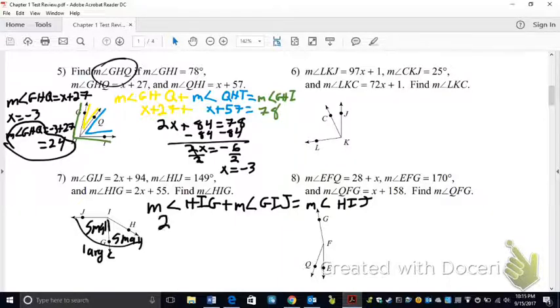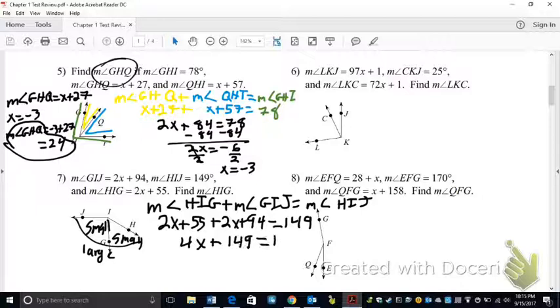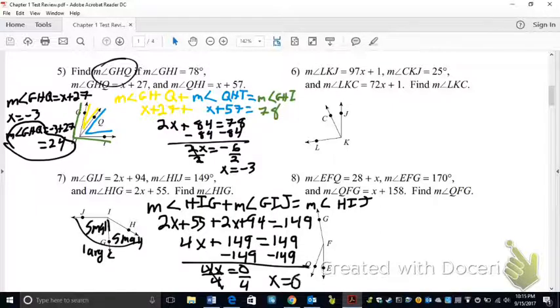HIG and GIJ are both interior angles. So now again, we're just going to substitute in 2x plus 55 for HIG, plus 2x plus 94 for GIJ equals 149 for HIJ. Now when I add this up, I get 4x plus 149 equals 149. I should be able to look at this and realize that something's going to be a little different on this one. I'm going to subtract 149 from both sides, and I get 4x equals 0. I then divide both sides by 4, so now I've isolated my variable, and I get x equals 0.